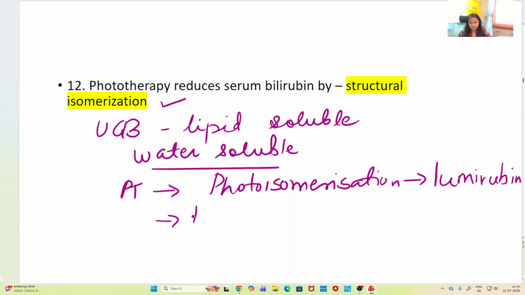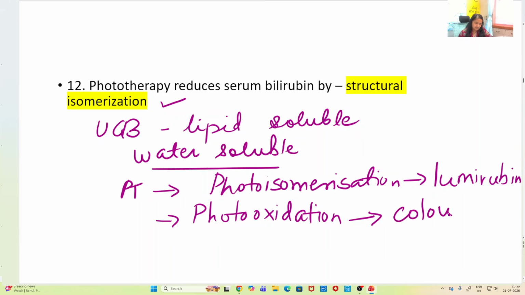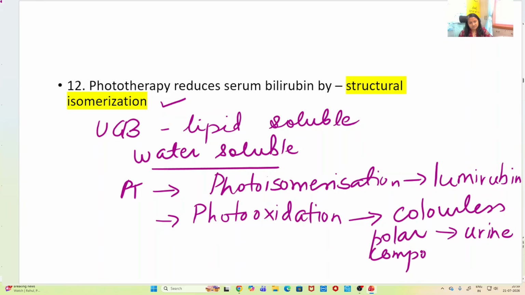The other thing is photooxidation. Photooxidation is the procedure by which bilirubin is converted to colorless polar compounds, and after that it is excreted in the urine. So these two things you have to remember: photoisomerization and photooxidation.